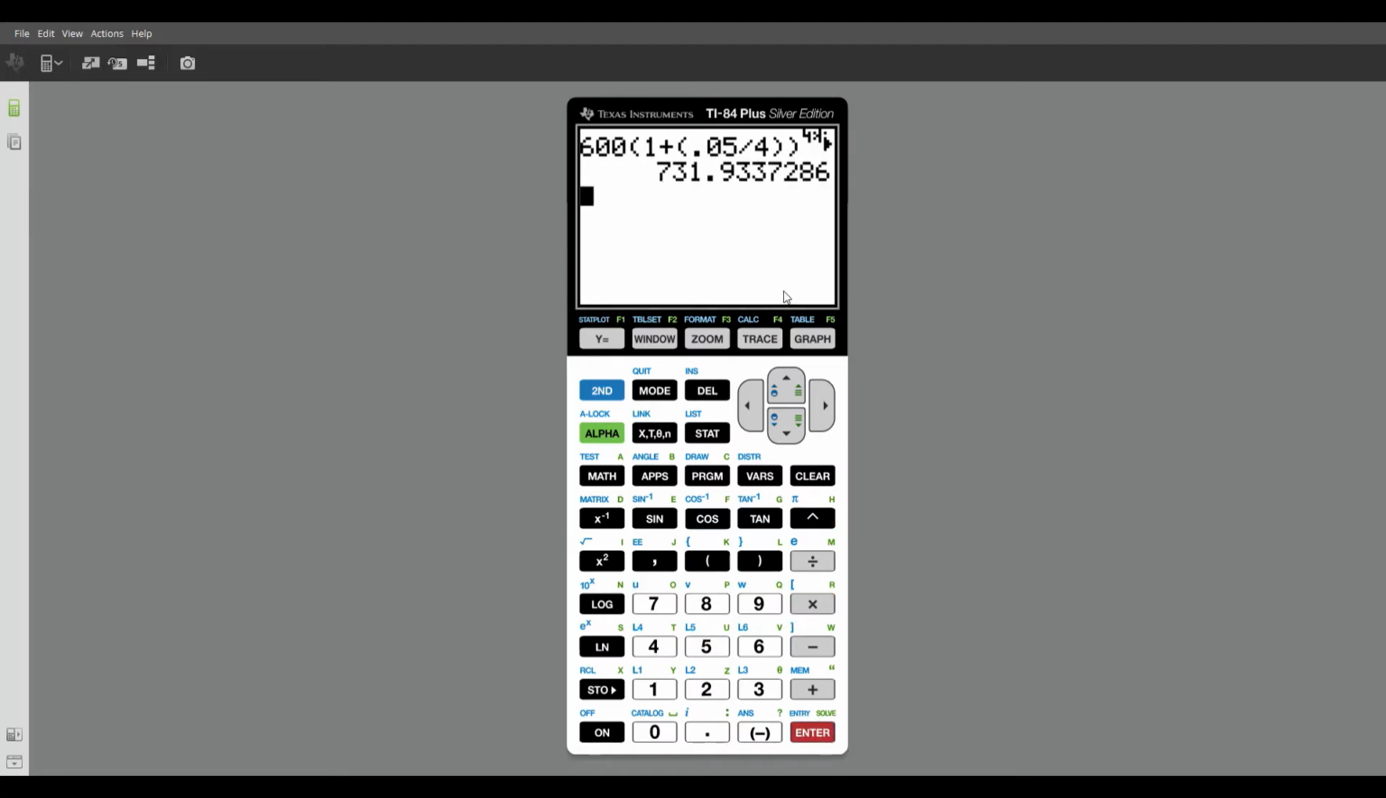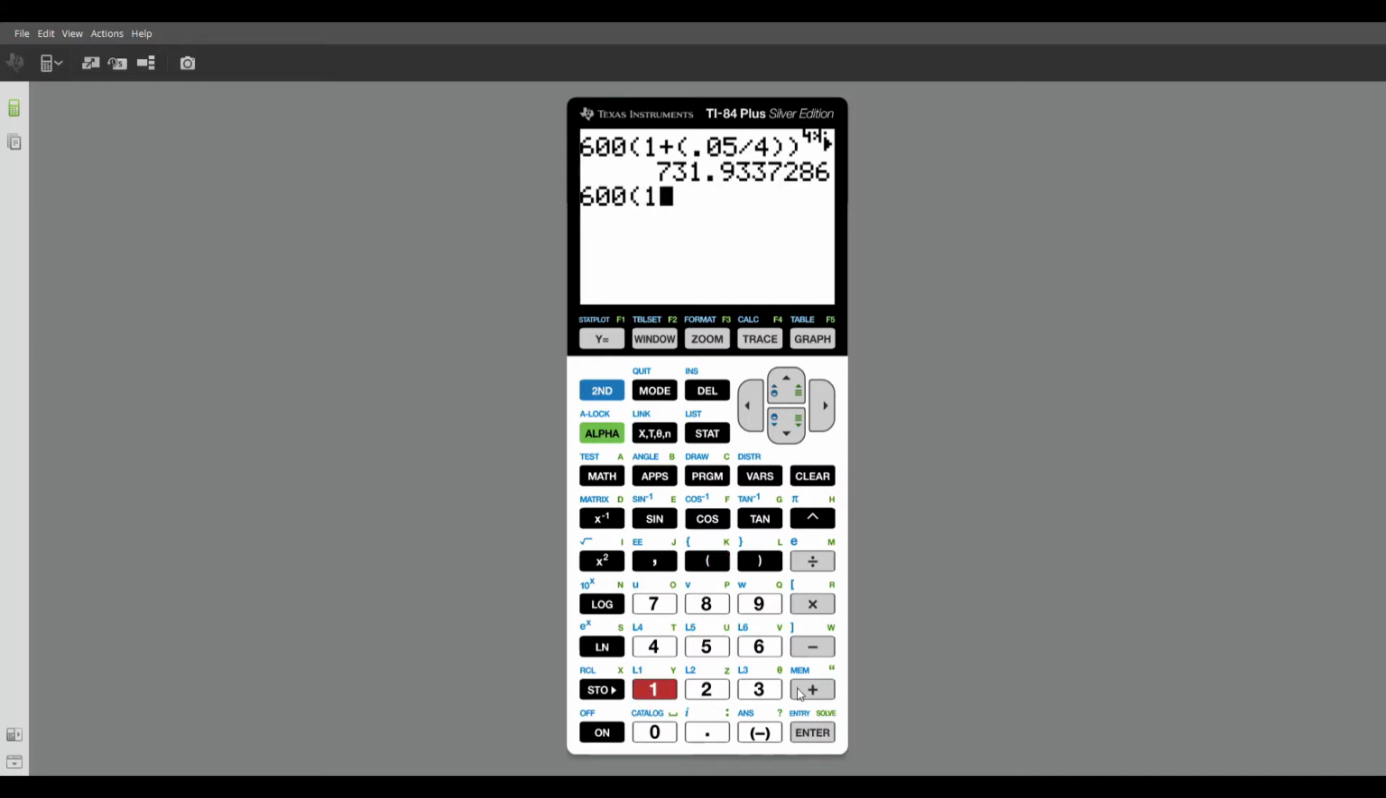And that's how you can do that. And you get 731.9337286. And since we're talking about money, we want to round to the nearest hundredths place. That's 2 places after the decimal. So this is going to be $731.93.